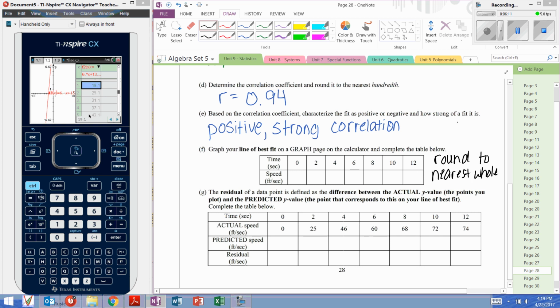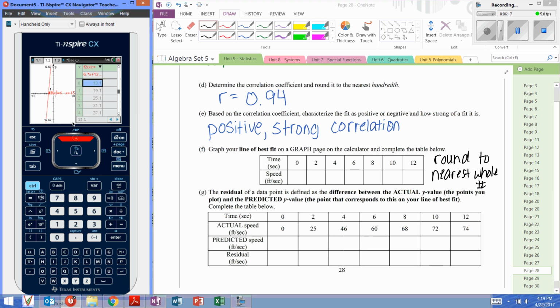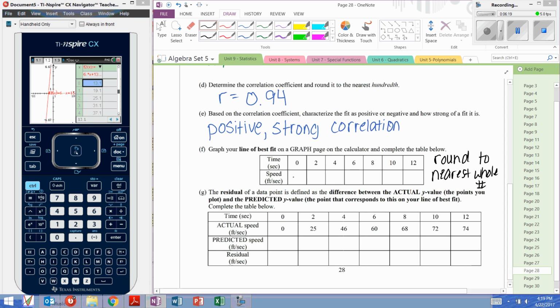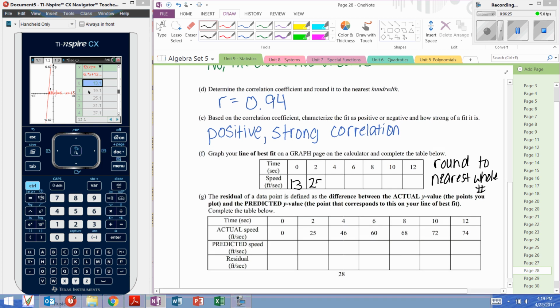You don't get to change questions, but I do, so we're going to do this just so we don't have to keep writing 0.1 every single time. So 0, our y-intercept is 13, and 2, 25, 4, 37, and so on and so forth.